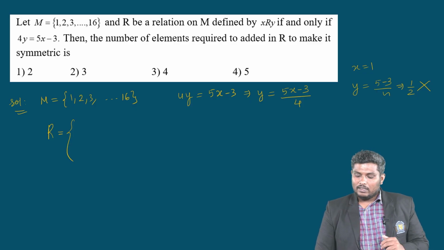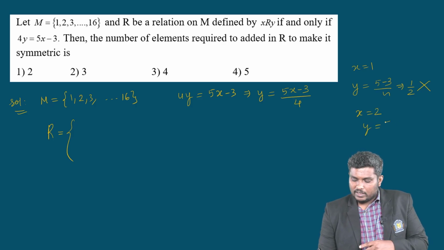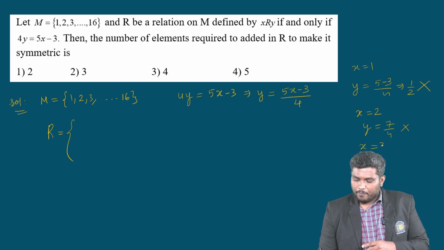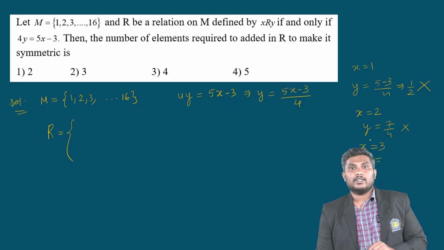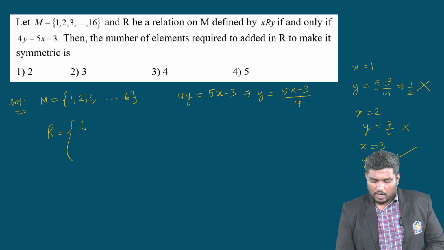Okay, and then you go on with x is equal to 2. So 4y is 10 minus 3, 7, so y is 7 by 4, once again rejected. When x is equal to 3, y is 5 threes are 15, 15 minus 3 is 12, 12 by 4 is 3. Yeah, so the first element in this relation is (3, 3).